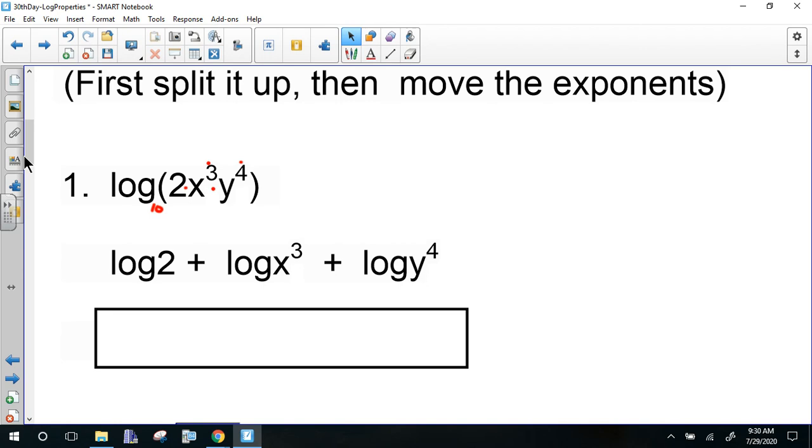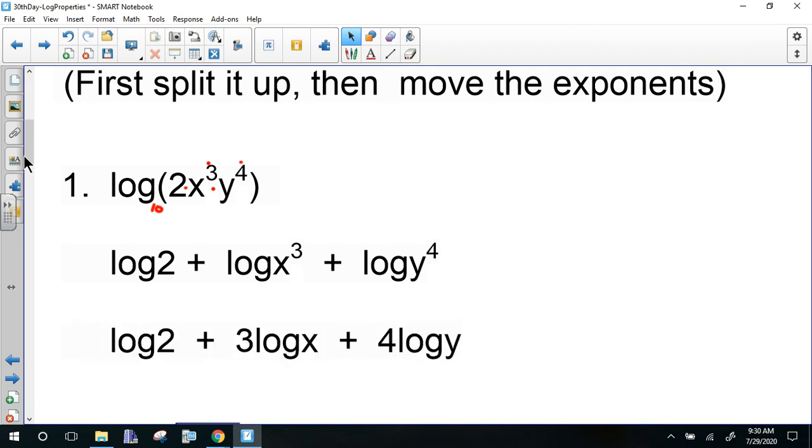The last thing we want to do is take care of the exponents. Bring the exponents out in front of the log. So the 3 comes out front here, the 4 comes out front here. That's as far as we can go with this example. This is called expanding the logarithm.